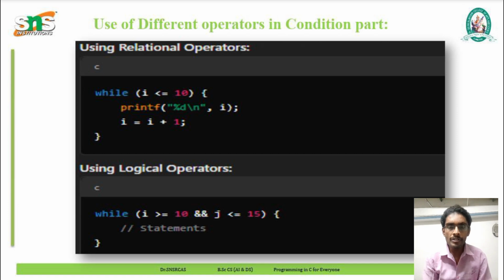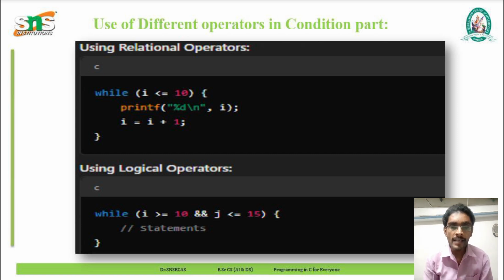Here is how you can use different operators in the condition part of a while loop. Here I is checked with the relational operator less than or equal to, and in the second example there is a relational operator I greater than or equal to 10 as well as j less than or equal to 15, but you can observe that there is a logical operator, and here the while loop condition becomes true only when both conditions are true, the I section and the j section. Then only the statements inside the while loop will be executed.